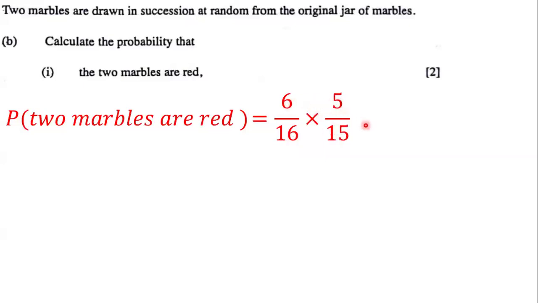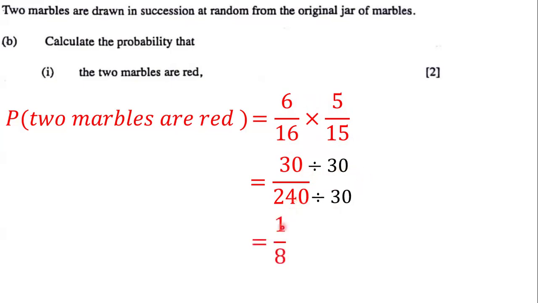So we say 6 times 5, which gives us 30, and 16 times 15, which is 240. We simplify this fraction. And so we say 30 divided by 30, which is 1, all right, and 240 divided by 30 is 8. So the probability that 2 marbles are red is 1 over 8.